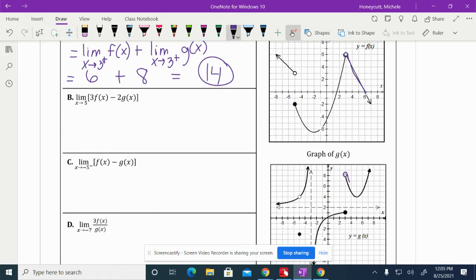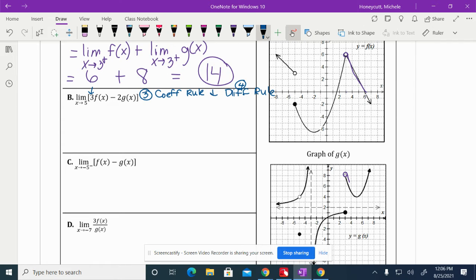So are you guys okay with that one? Yep. Okay. So then on part B, it's similar, but now I have this 3 in front of the f of x. So that is a combination of the coefficient rule, which is rule number 3, and this time the difference rule. And difference rule is rule number 4, or property number 4.